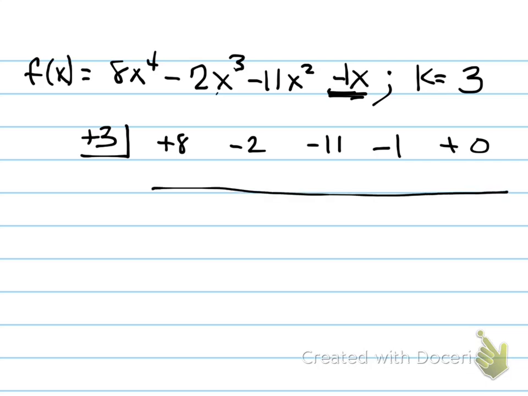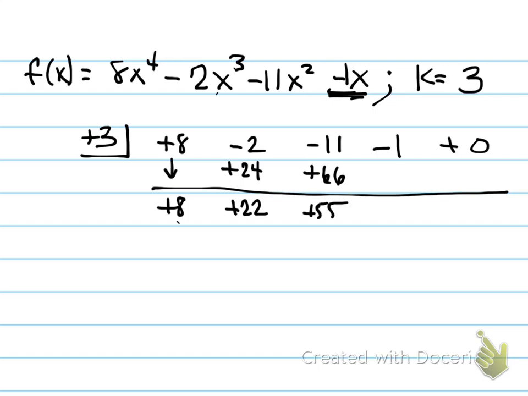Skip a line, draw a line. Bring down your positive 8. Positive 8 times positive 3 is positive 24. Minus 2 is positive 22. Well, I hope you all have a calculator. I'm soon going to get past the numbers I can work with. Positive 22 times positive 3 is positive 66. Minus 11 is positive 55.